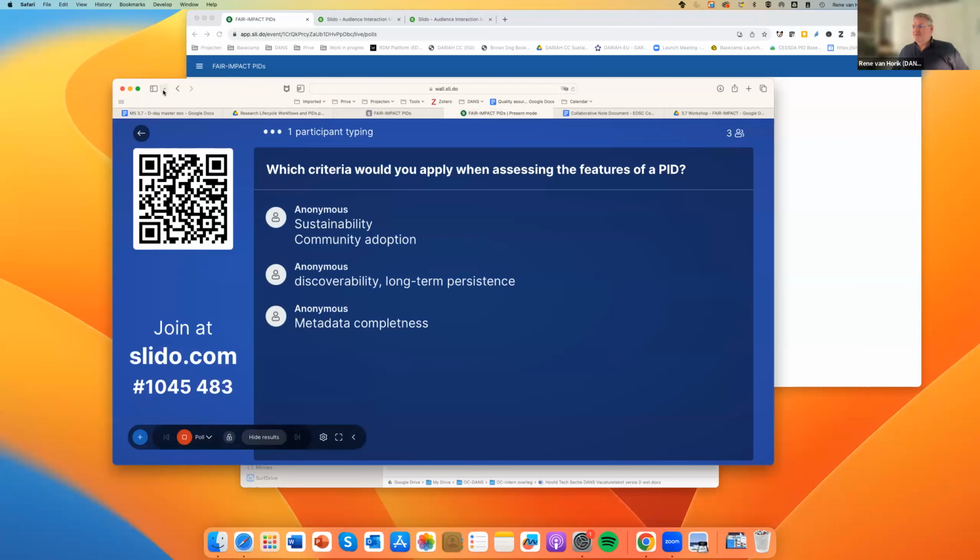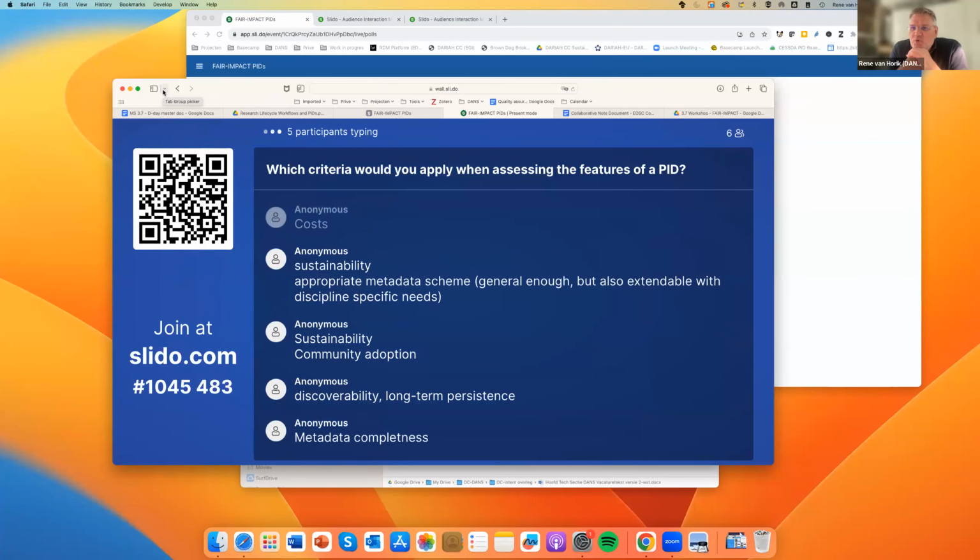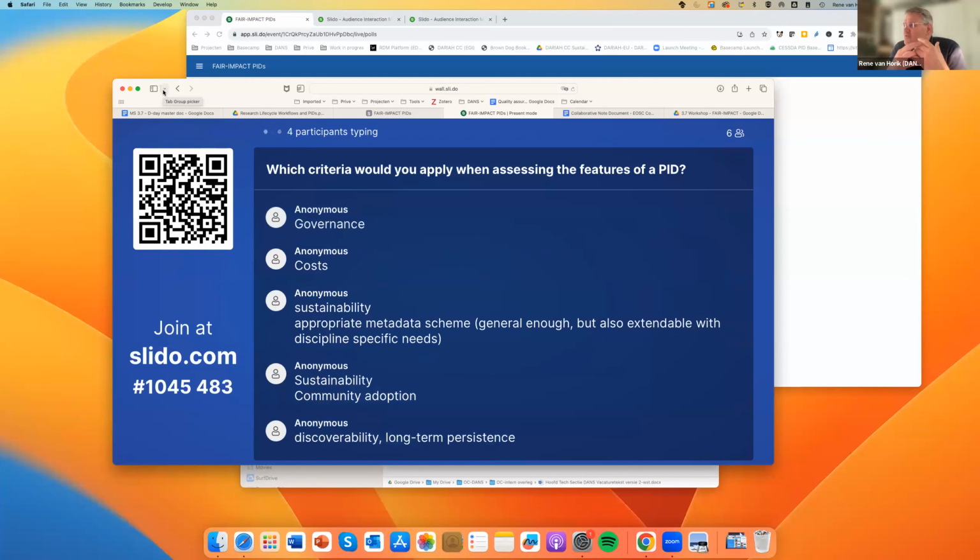Very good. So we got somebody who says sustainability is important, community adaptation, long discoverability, long-term persistence, metadata completeness. So, okay, this is interesting. So it's not only the PID, but also the related metadata that is an issue. And please do add as much as possible.